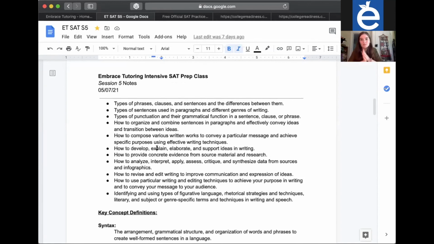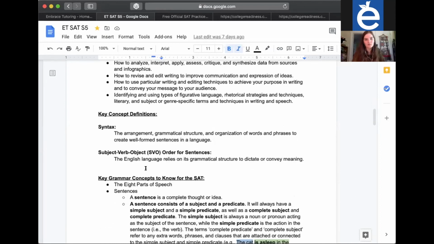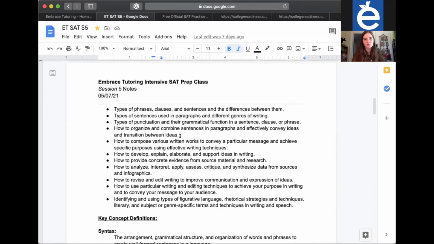You're also going to be dealing with things like types of punctuation, like a semicolon, colon, em dash. So your dashes. An em dash is the longer dash. I don't know if I actually have one in here. I'll show you another time.